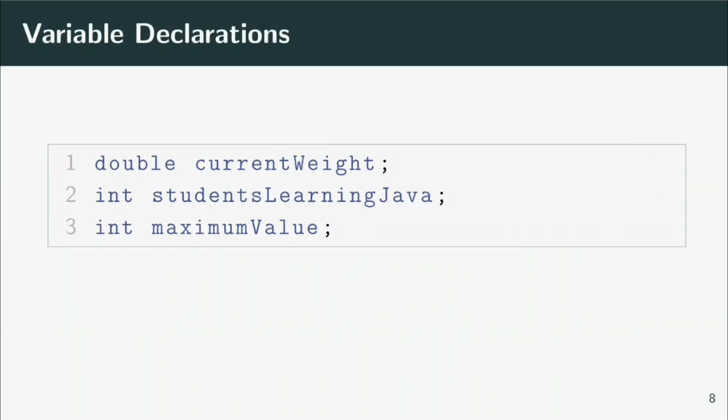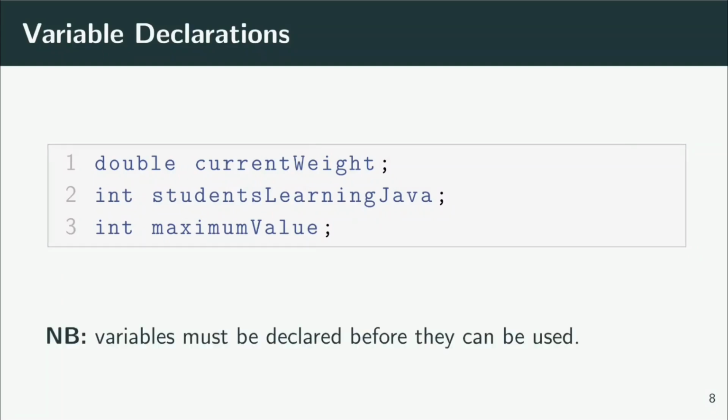Remember, double and int types. So the first one declares a variable called currentWeight, which is a double. The second, studentsLearningJava, and the third, maximumValue, are declared to be integers. This at this point only declares the variable to be of a certain type. It doesn't assign any value at this point. Variables must be declared before you can use them.